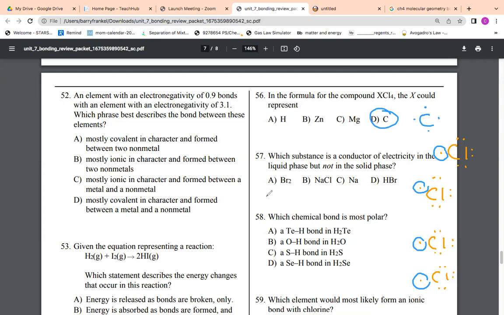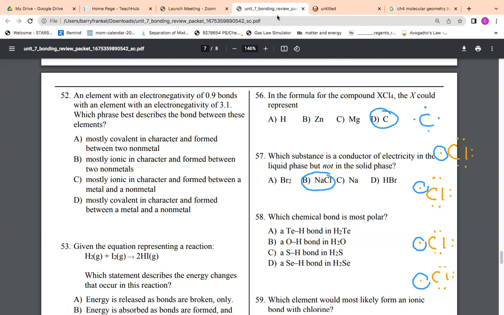All right. So 57, which substance is a conductor of electricity in the liquid phase, but not in the solid phase? I already said this one before. This one is NaCl. Table salt, or all other ionic compounds, are very, very good conductors of electricity when they have been dissolved in water. So when they're in the liquid phase, but not when they're in the solid phase, okay?